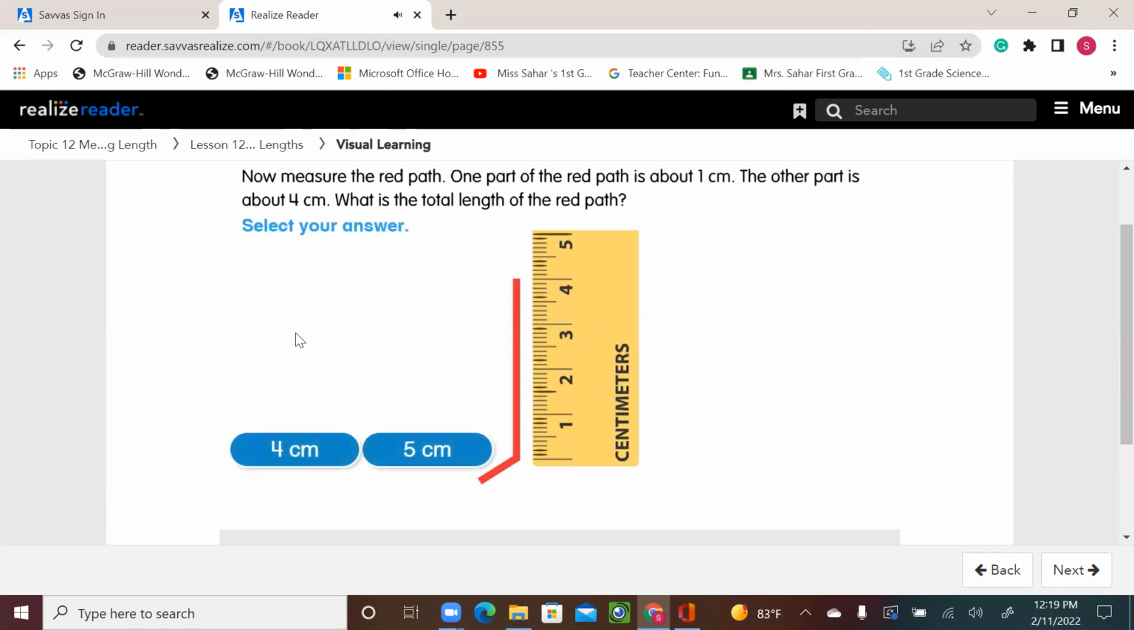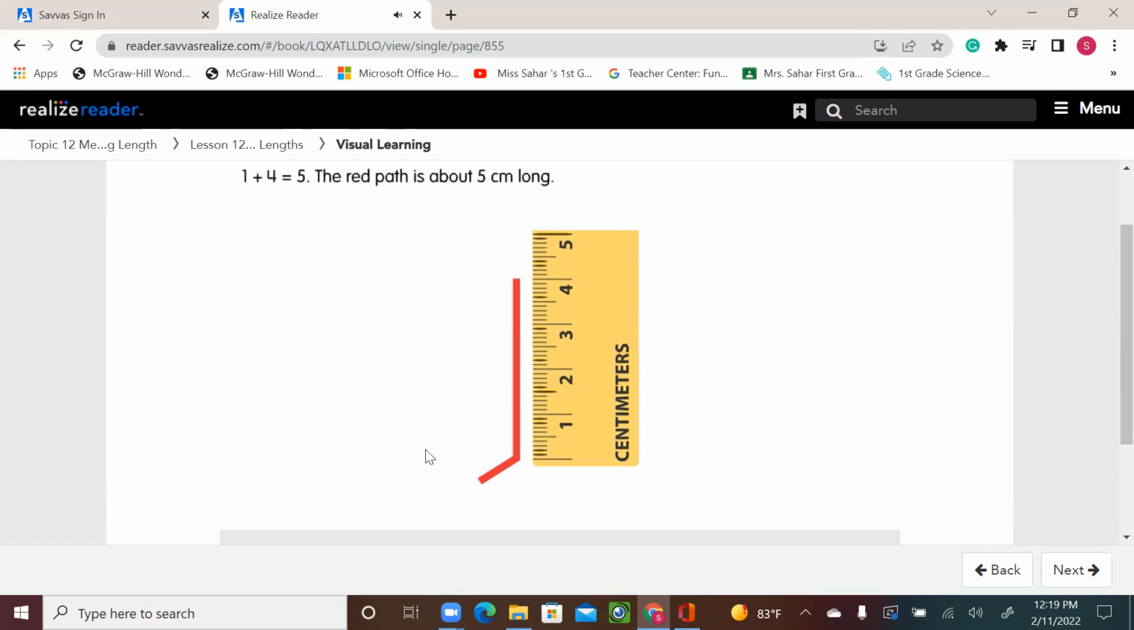Select your answer. So again, the two parts, we measure each part separately. So the first part is 4 centimeters and the small part was 1 centimeter. So 4 and 1 equals 5. So the red path is about 5 centimeters. 1 plus 4 equals 5. The red path is about 5 centimeters long.